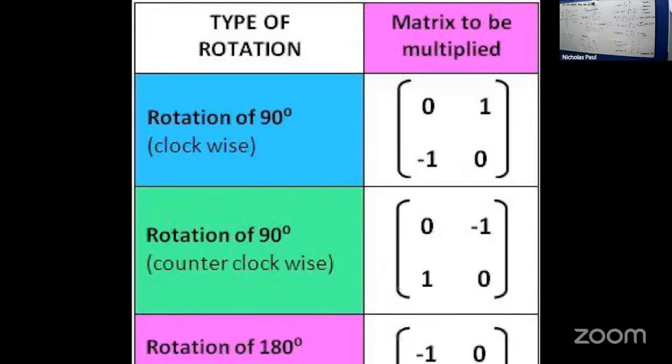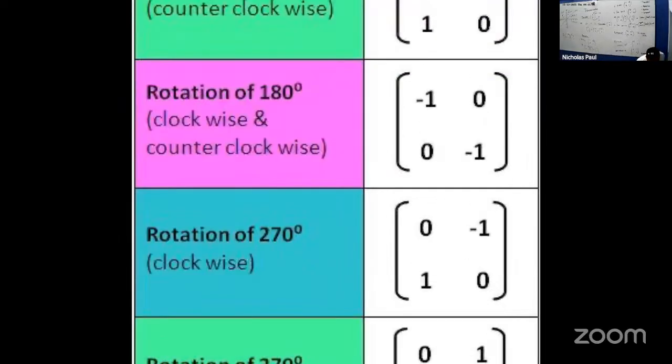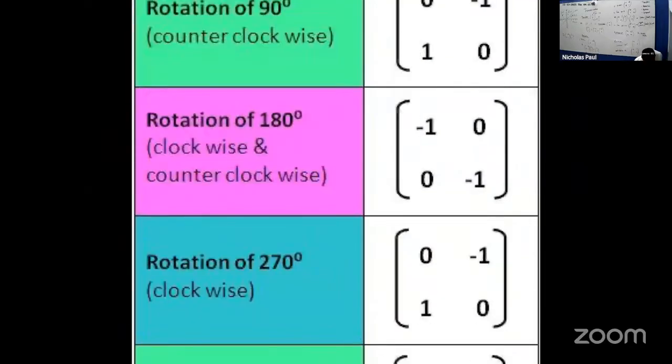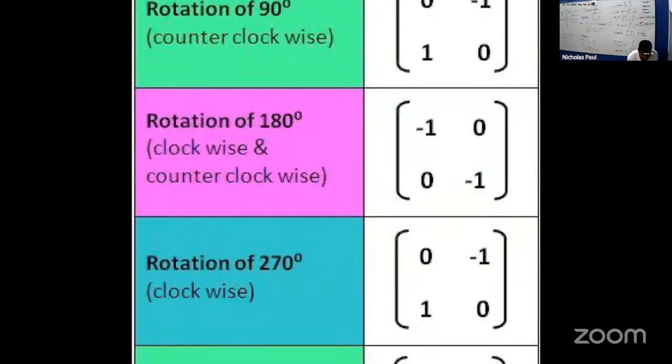Next, 180 degrees and 270. There's no need to learn the next one. In fact, you don't need to learn the last one. Anybody can tell me why we don't need to learn the last one? Because clockwise 270 is the same as anti-clockwise 90, right? So you don't have to learn it.